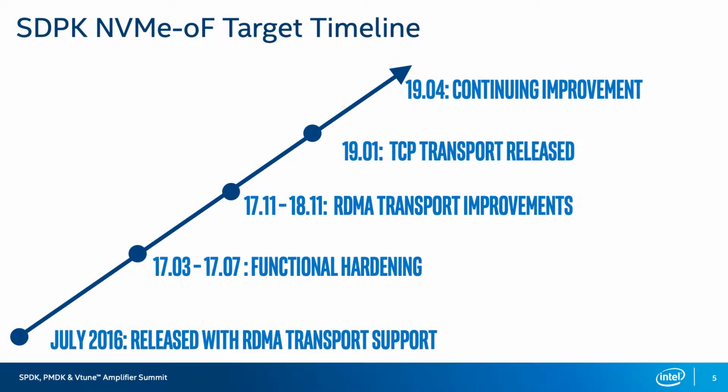The NVMe over Fabrics spec was released in May of 2016, and just 2 months later, SPDK released its NVMe over Fabrics target with an RDMA transport. Over the next year, we did a lot of functional hardening and integration testing with the kernel initiator. We continued to make improvements throughout 2018, and in January of this year, we released the TCP transport target.